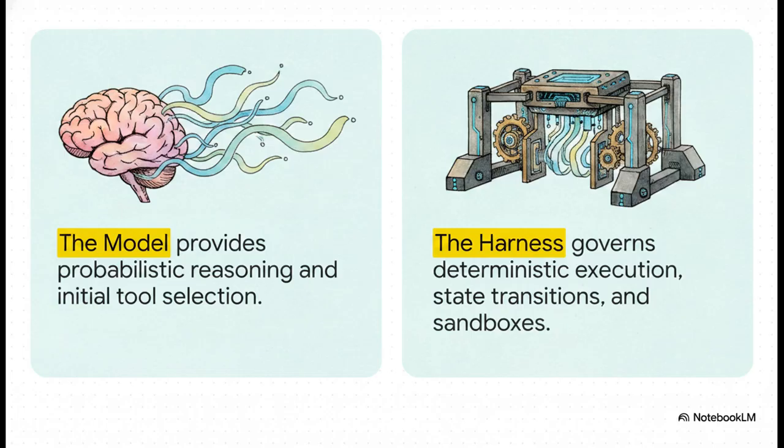It actually really helps to think of the foundation model like a CPU. It provides that raw, probabilistic processing power, the linguistic interpretation and the initial tool selection. But by default, that model is stateless. The harness, on the other hand, acts like your operating system. It's the cybernetic governor. It regulates the deterministic execution, manages state transitions, and enforces sandbox control. So if the model decides what to do, the harness controls exactly how it gets done, safely and reliably.